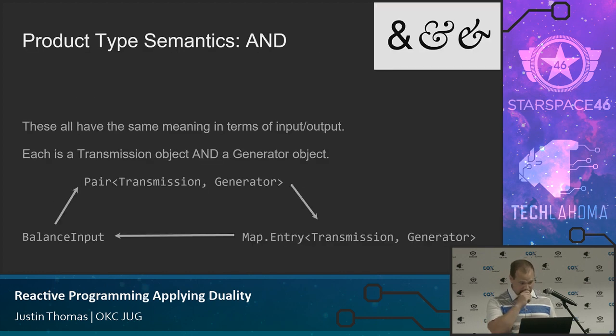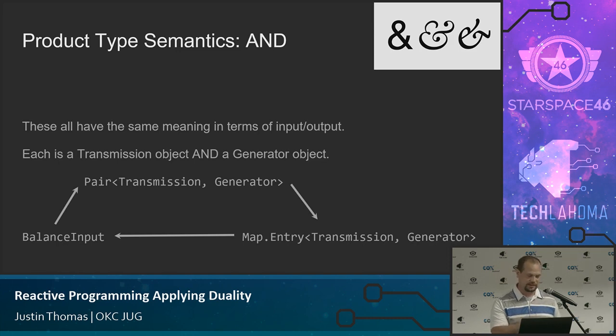Okay, so what I want to get across is the semantics of this product type, and I'll explain the term product type in a second, is basically "and". Basically, I have a transmission object and a generator object. So in fact, I could have used the Apache Pair class, which is a generic "and" basically. I could have used Pair of Transmission and Generator. I could have used Map.Entry. Pair actually implements Map.Entry. That's an interface. Or I could have used BalanceInput.